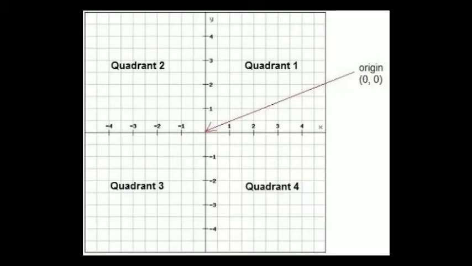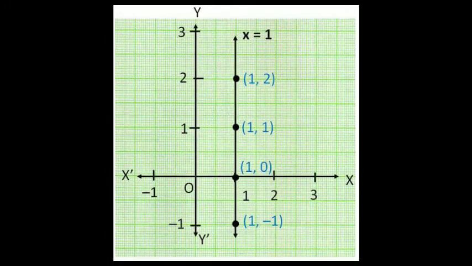Just in the Cartesian plane, in coordinate geometry, you have seen some points are in the first quadrant, some in the second, some in the third, and some points lie in the fourth quadrant. But some points were like (2, 0), (5, 0), (0, 7). They lie on the axes, that is, the x-axis and y-axis.